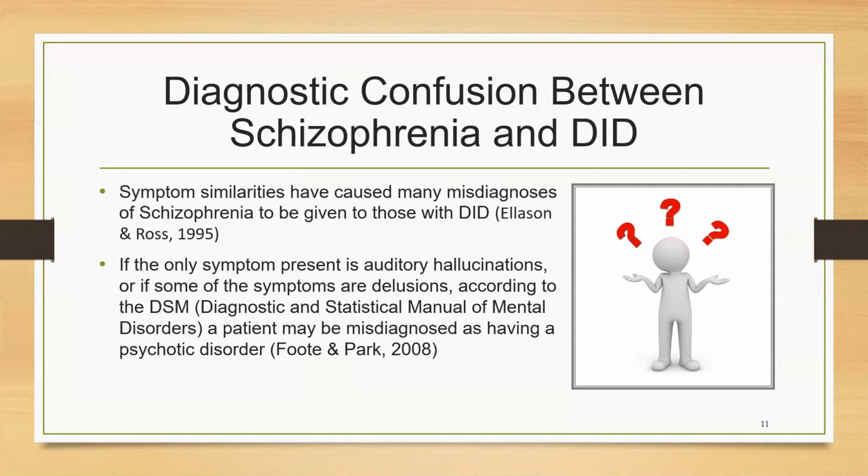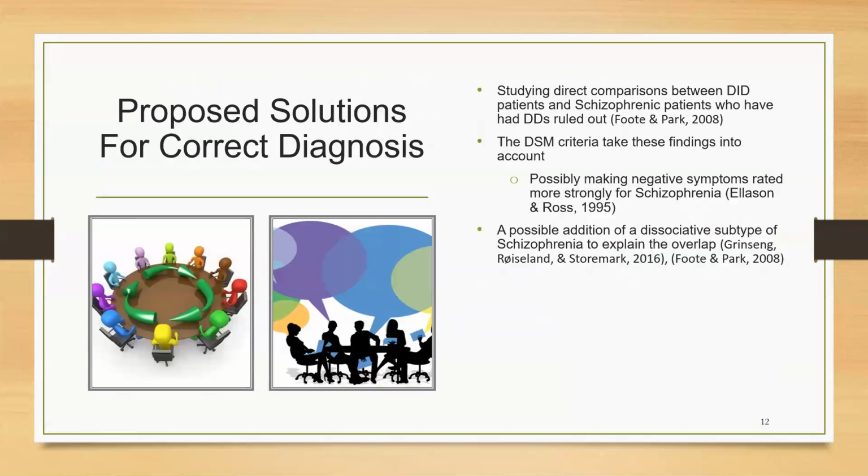One reason for this could be that according to the DSM, the Diagnostic and Statistical Manual of Mental Disorders, if only one symptom is present and it is auditory hallucinations, then the person prescribing the diagnosis would conclude that the person has a psychotic disorder. If they have other symptoms in addition to that, one of which is delusions, then the DSM would conclude that patient is schizophrenic. However, as we have seen, these symptoms are also in DID patients, and that could lead to a misdiagnosis.